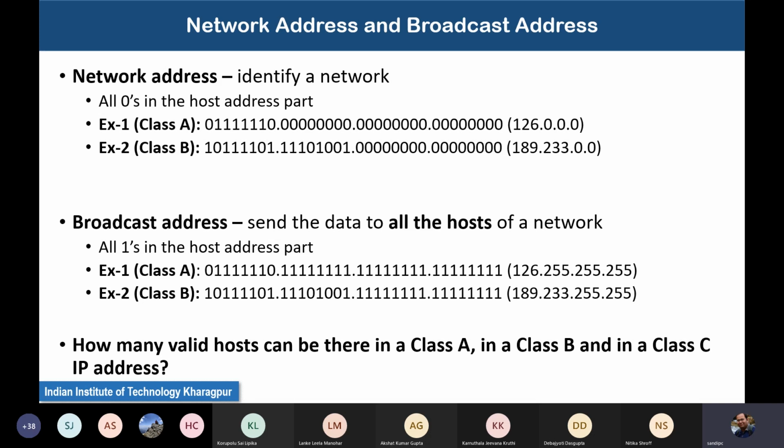Later on, we'll see the utility of the broadcast address. One of the typical use cases is the Address Resolution Protocol, or ARP. Later on, we'll see the usage of these different kinds of IP addresses. Okay.